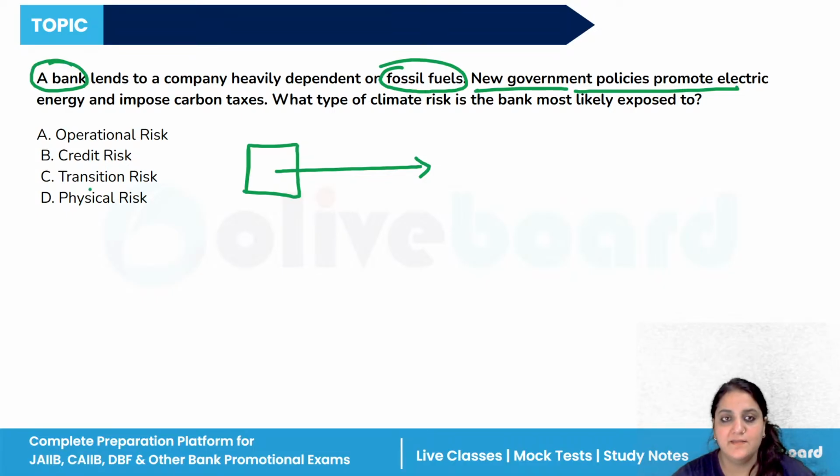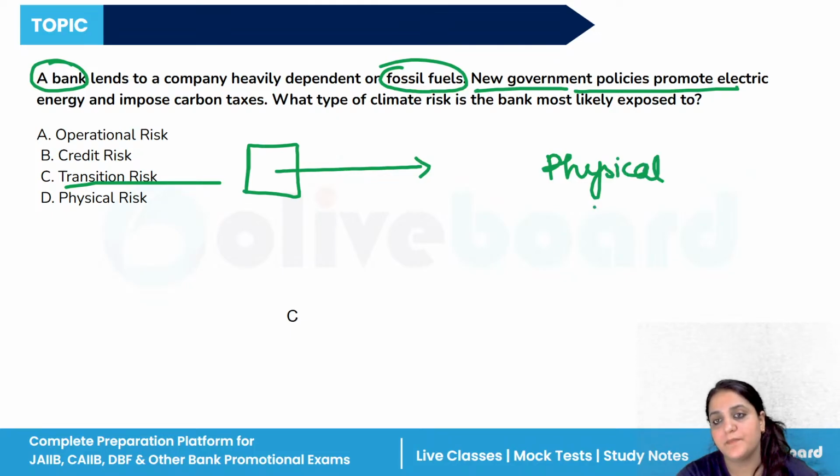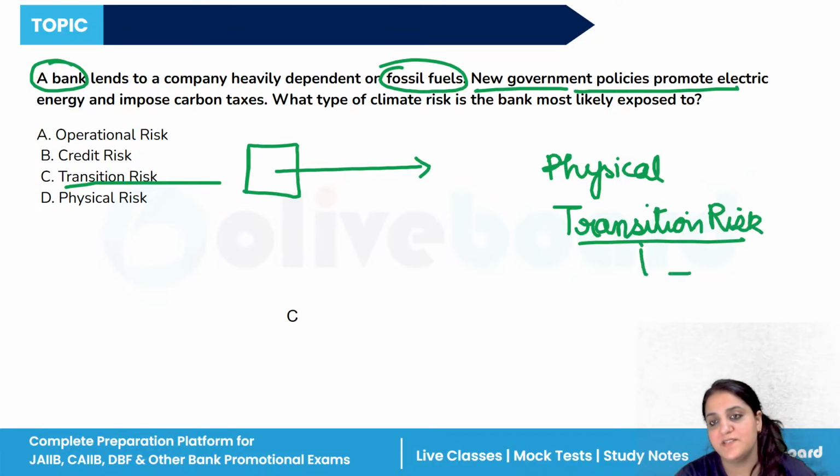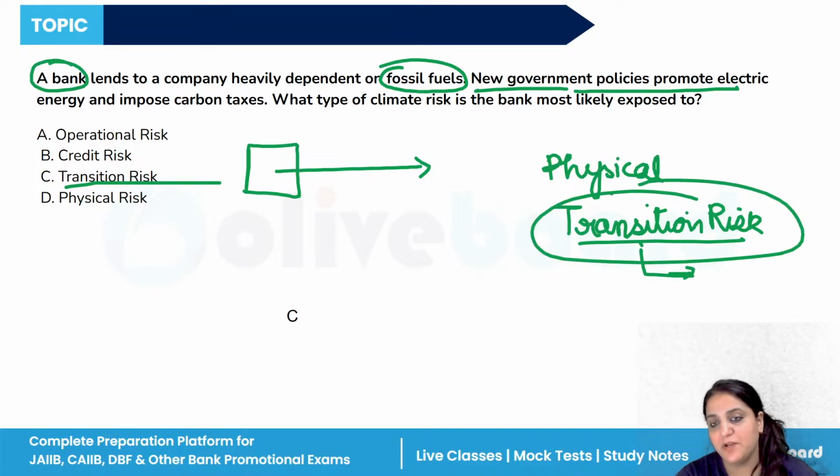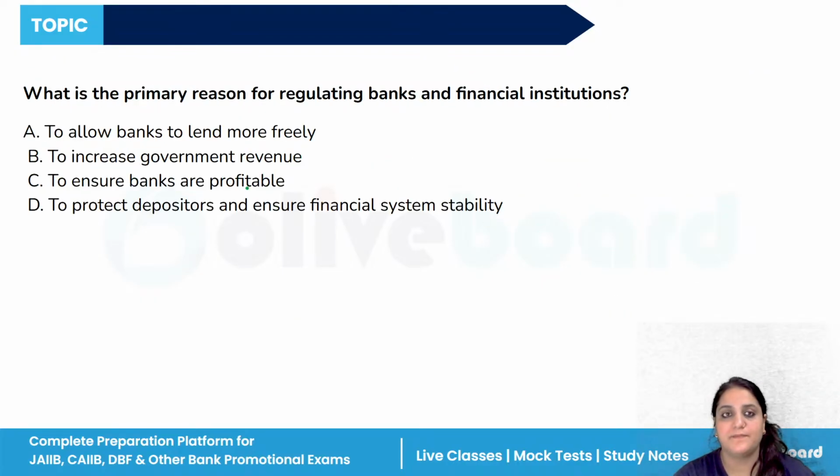Here the correct answer is transition risk, because we have two types of risk: physical risk and transition risk. And when there is a shift in the economy, that is the example of transition risk.